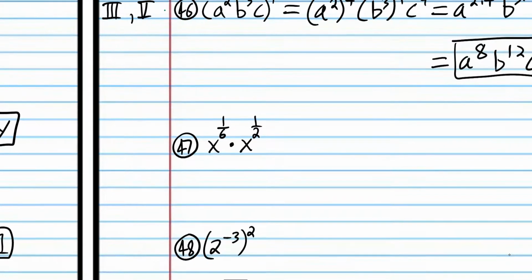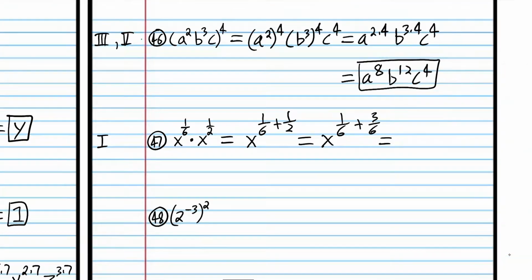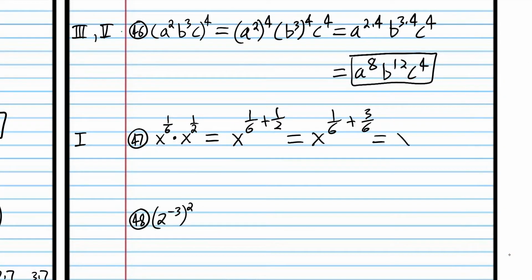All right, we're back. So we're going to use rule number 1 because we're multiplying powers. And rule number 1 tells us to add the exponents. And the problem is we don't have a common denominator, so we're going to have to multiply both sides of this fraction by 3 to get 3 over 6. And 1/6 plus 3/6 is 4/6.